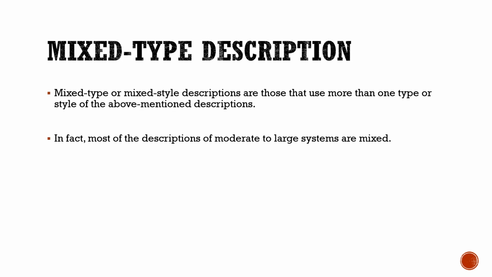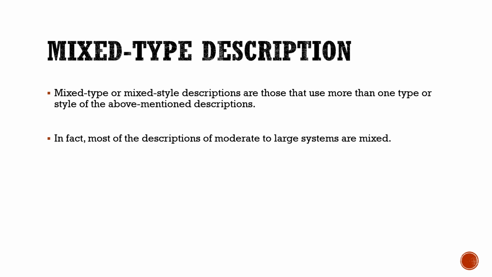Next type of description is a mixed type of description. Mixed type modeling combines two or more modeling styles. The name itself suggests that it is a mixed type. As an example, it can mix data flow with behavioral style, or structural with behavioral style, or structural with data flow style. That is, it can be data flow plus behavioral, structural plus behavioral, or structural plus data flow. So this type of modeling combines two or more modeling styles.